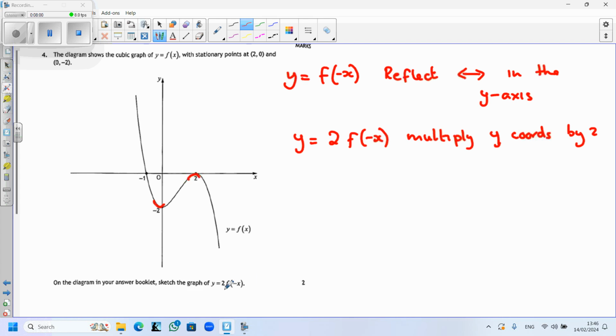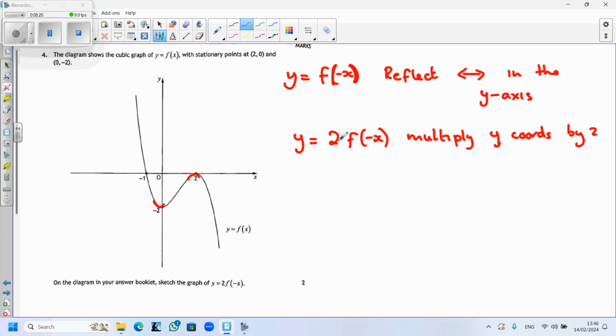So first of all, this negative x in here, that tells you that you're reflecting in the y-axis. So remember that when you've got anything inside that bracket with x, you're changing the x's. So what you're really doing is you're doing the opposite. So that is minus 1 times x. So what you're doing is you're dividing by minus 1. So in other words, you're changing the sign of all the x coordinates.